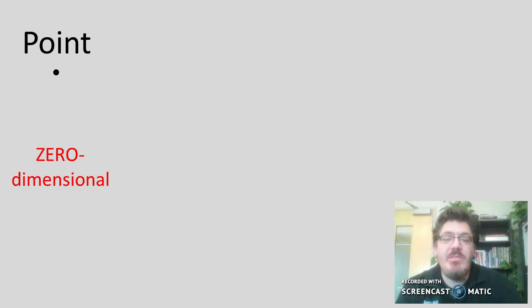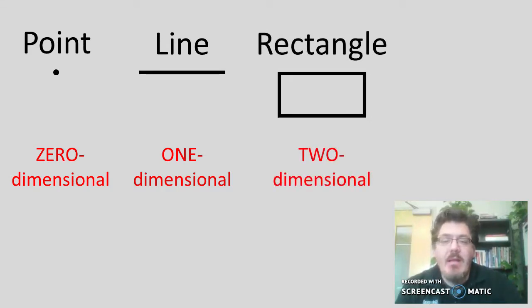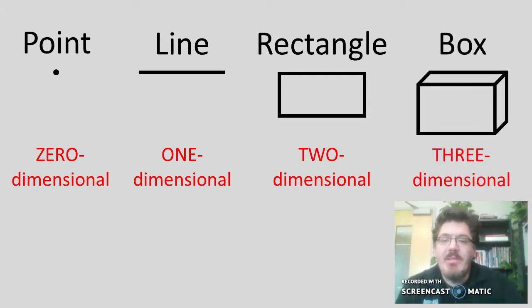So, let's summarize what we just looked at. A point is zero-dimensional. It does not have length, width, or height. A straight line is one-dimensional. It has length. A rectangle is two-dimensional. It has length and width. And a box is three-dimensional because it has length, width, and height.